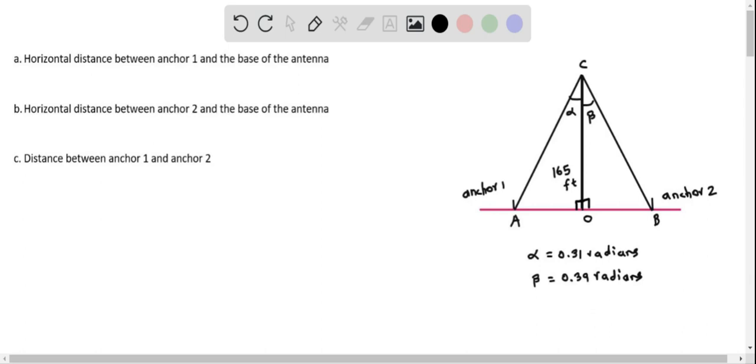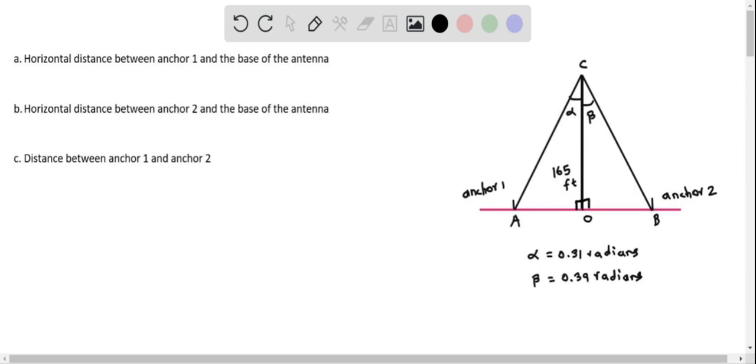OA is the distance of anchor 1 from the base of the antenna, and OB represents the distance of the anchor 2 from the base of the antenna. So we can now apply the concept of right triangles as well as trigonometric ratio to determine the distances of the anchors from the base of the antenna as well as the distance between the anchor 1 and anchor 2.